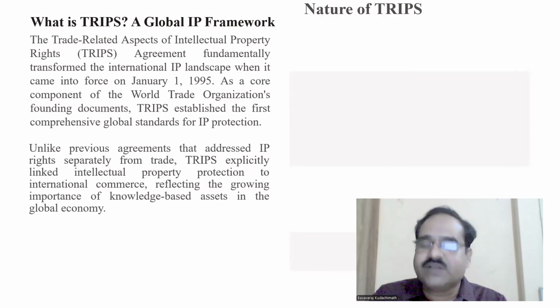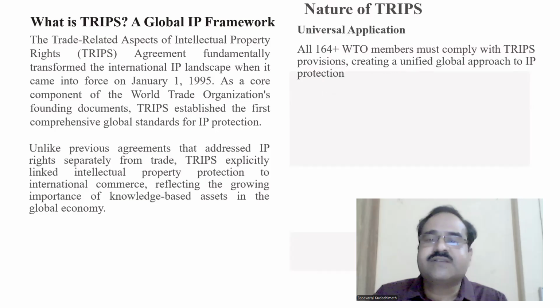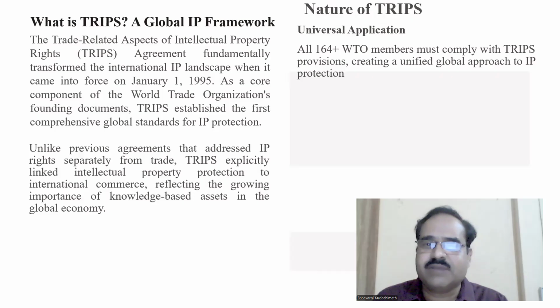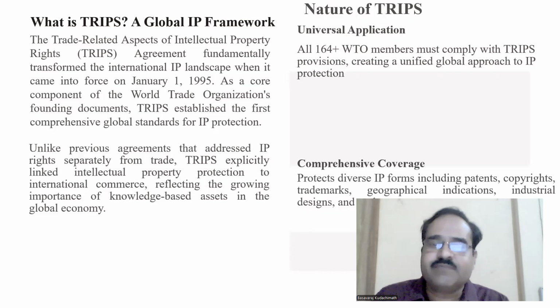Nature of TRIPS. If you consider the main important characteristics or nature of TRIPS, it is universal application. There are 164 member countries of the World Trade Organization. Now it has crossed that also, because even small countries like Myanmar and others have joined recently. When the member countries entered, the universal application of TRIPS was made, and all the members, that is 164 countries, were told to follow compulsory intellectual property protection at the global level.